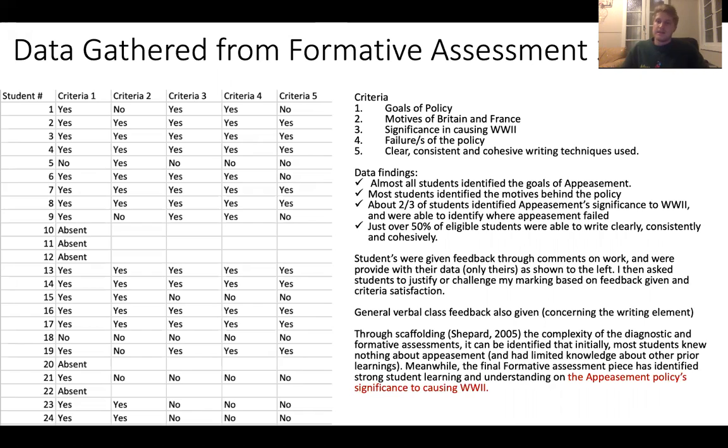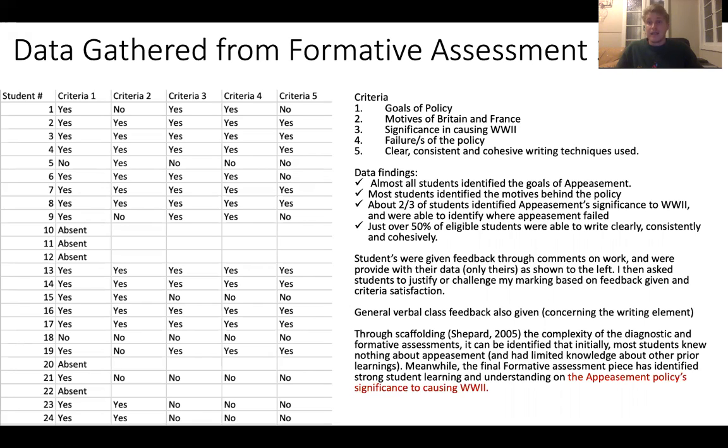So basically, we can see through this scaffolding of diagnostic assessment, a really simple question, simple answers. Well, in this case, there weren't too many answers at all. And then here we've got quite an in-depth question and quite an in-depth response from most students.